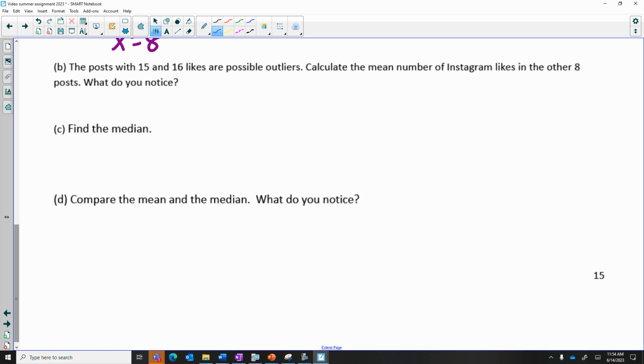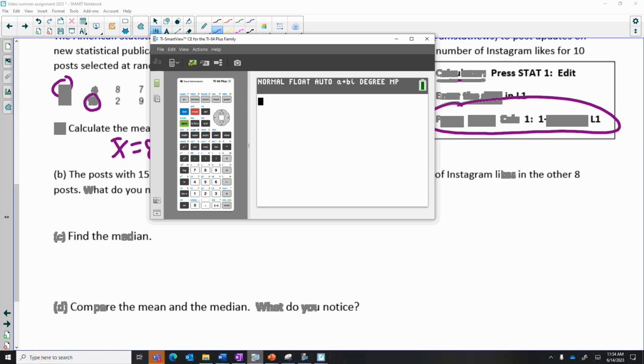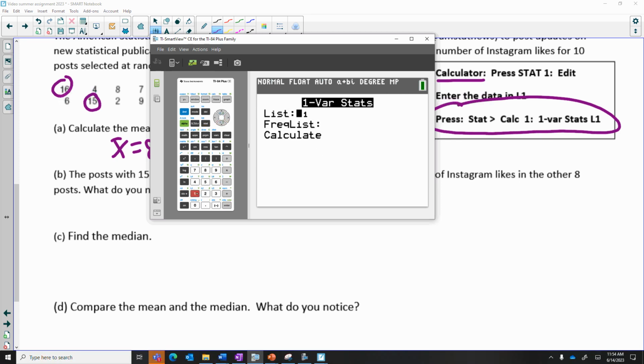Okay, just to say that again, we found the mean to be 8. I should have really told you guys to find the median as well. If I re-enter these numbers here, I'll re-enter 15 and 16. Stat calc 1var stat L1, calculate, go down to the median, and you see the median is 7.5.